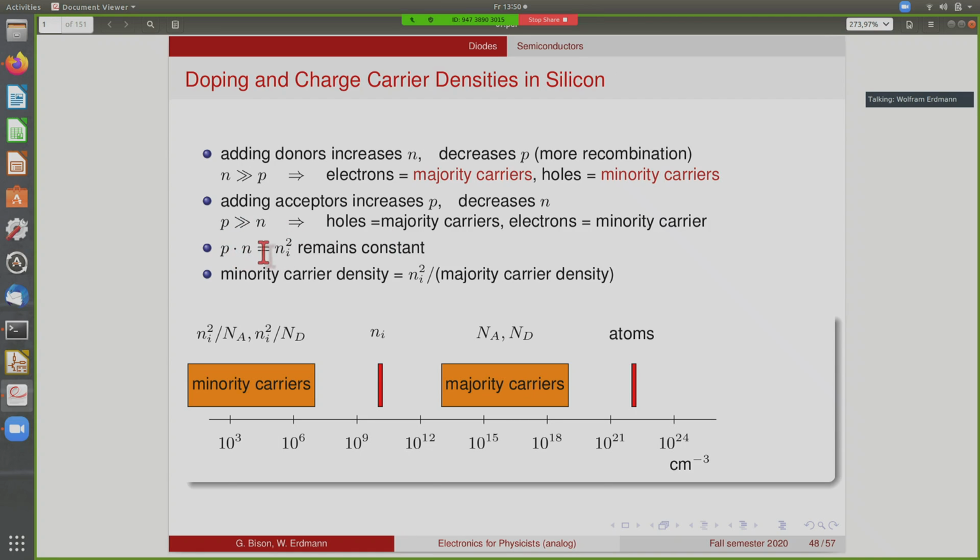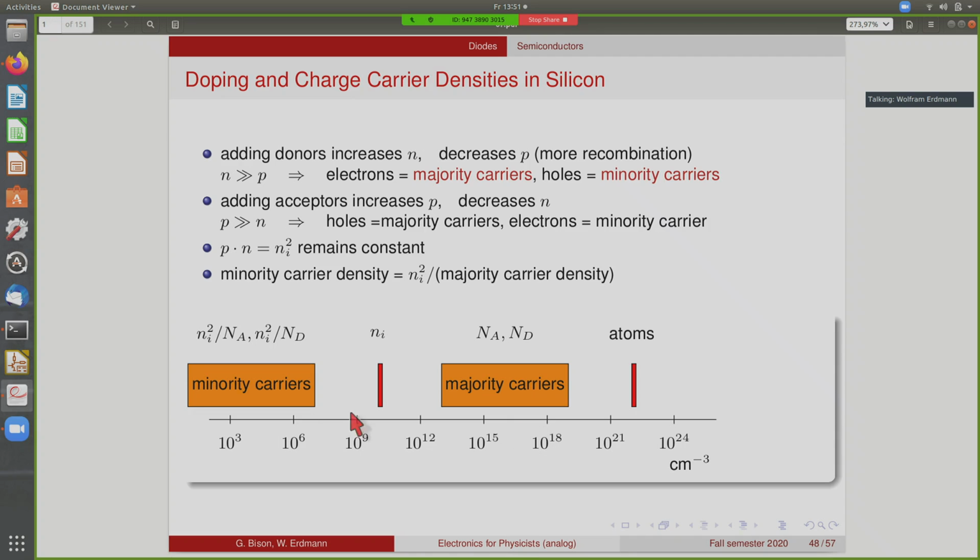In equilibrium, the product of hole density and electron density remains constant, and the product is called the square of the intrinsic charge density, because when we're in an intrinsic semiconductor, P and N are equal, so this is just the square of the intrinsic density. But the product still is constant when we're not intrinsic, but we have doped the semiconductor.